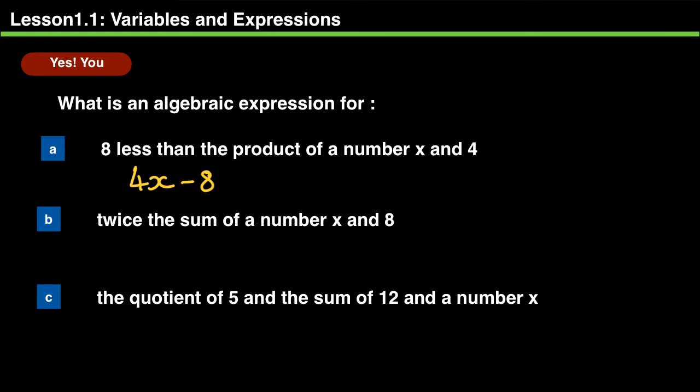Let's move on to B. Twice the sum of a number x and 8. Sum means addition. So twice the sum of a number x and 8. Let's move on to C. The quotient of 5 and the sum of 12 and a number x. So 5 over 12 and a number x.